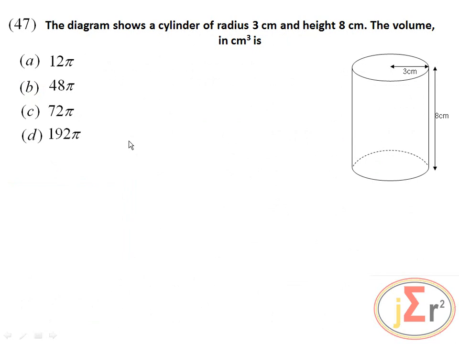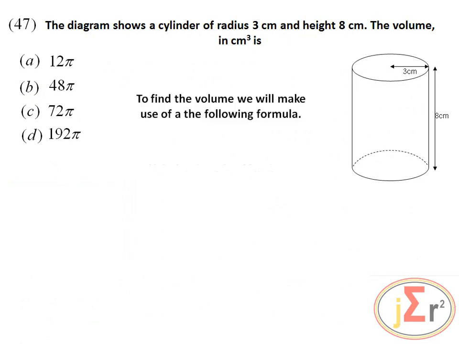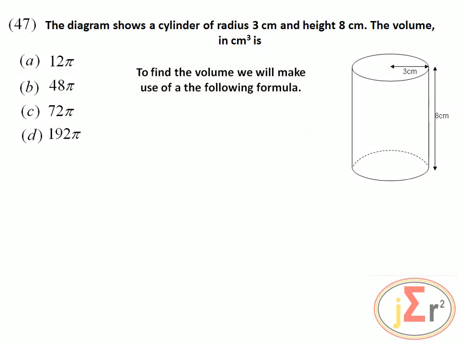The diagram shows a cylinder of radius 3 centimeters and height 8 centimeters. The volume in centimeters cubed is, we are going to determine the volume of that cylinder. To find the volume, we will make use of the following formula. V is equal to pi r squared h.